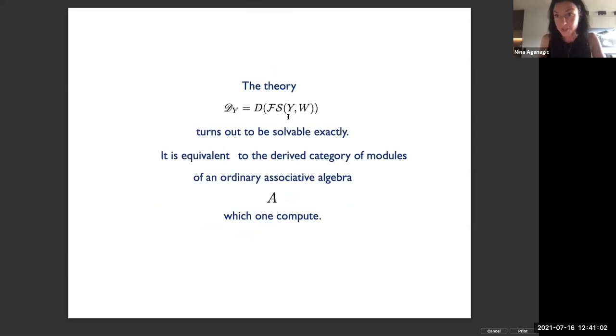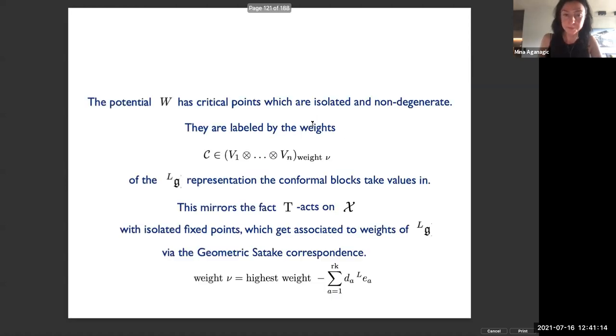Now, this theory turns out to be solvable exactly. It turns out to be equivalent to the derived category of modules of an ordinary associative algebra, which we can compute. The potential W, as I said, has critical points which are isolated and non-degenerate. They are labeled by the weights in the representation of G which conformal blocks take values in. This mirrors the fact that the torus acts on the big X with isolated fixed points, which get associated to weights of G via geometric Satake correspondence.